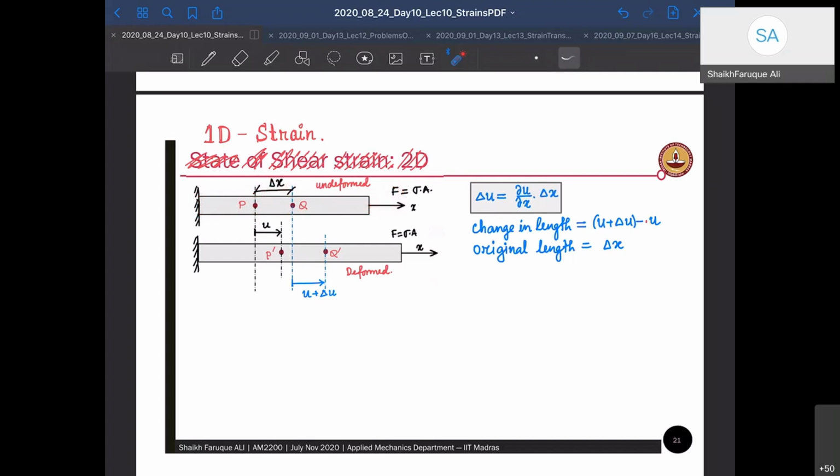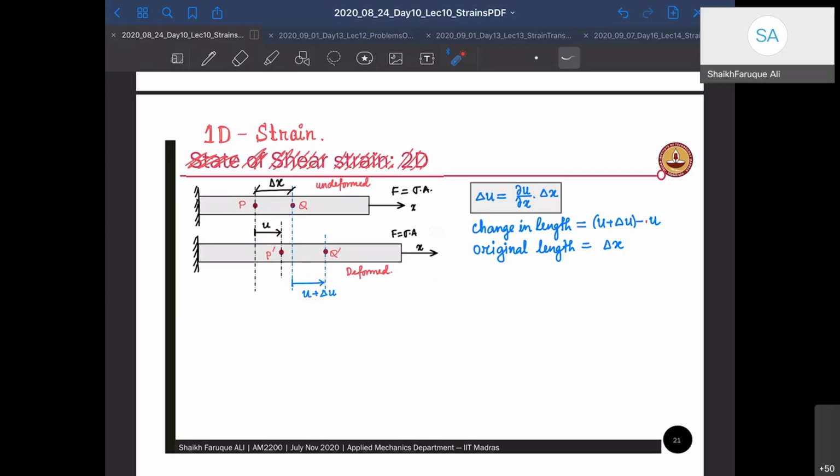which is equal to sigma into A. You know that already. We have solved it many times. Now, when you give an extensional, tensile force on the bar, obviously the bar will elongate, right? So point P has moved to point P dash, and point Q has moved to point Q dash. Then the movement of point P to P dash is given by U, and from Q to Q dash will be given by some other variable, U plus del U.